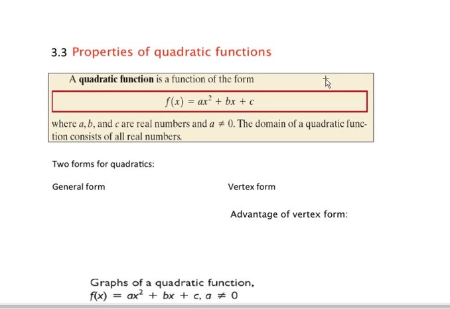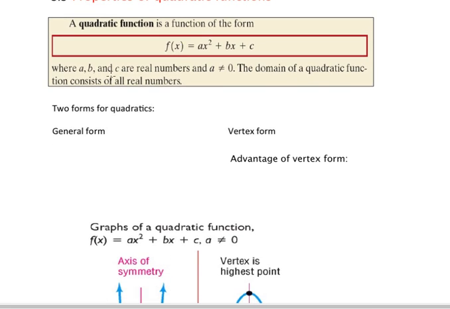All right, properties of quadratics. So most of this is review. Just want to point out a couple things. So quadratics have an x squared. They're usually given in one of two forms. So the general form is often given something like this.